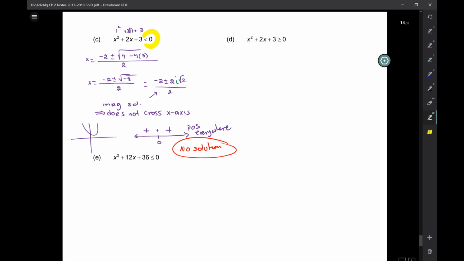Same function. Now it's asking where is it greater than or equal to 0. So it's the same equation, same number line. This is what we had before: positive, positive, positive. Now I'm being asked, where is it greater than 0 or where is it equal to 0? Everywhere, all real numbers. So the solution here is all real numbers. You can just do the symbol.